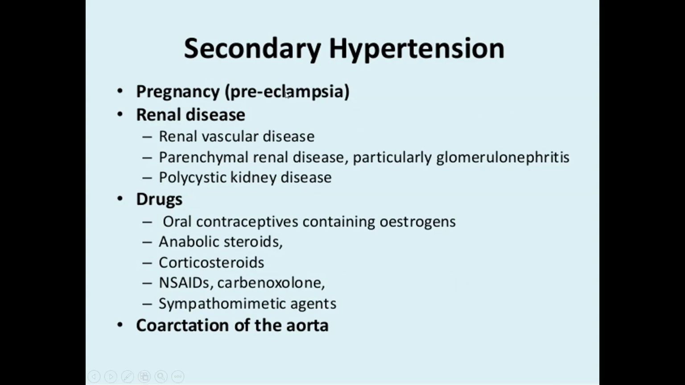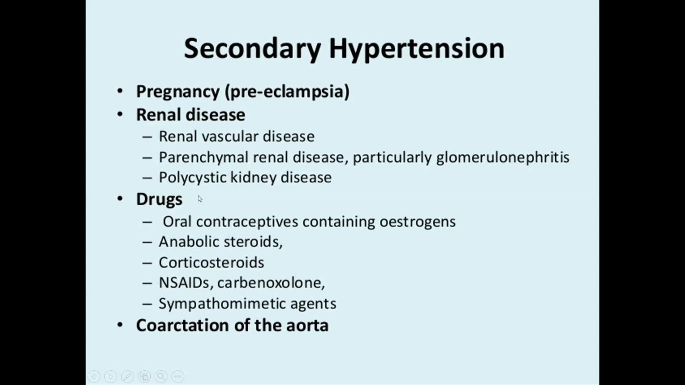Pregnancy, you are all familiar with the terms eclampsia and preeclampsia from the knowledge of your obstetrics. Renal diseases, renal vascular diseases or renal artery stenosis leading to renal ischemia can end up with hyperactivation of the RAS system and hypertension. Parenchymal renal diseases like glomerulonephritis, as we discussed in our lectures of nephritic syndrome, and polycystic kidney disease, they all can cause hypertension.